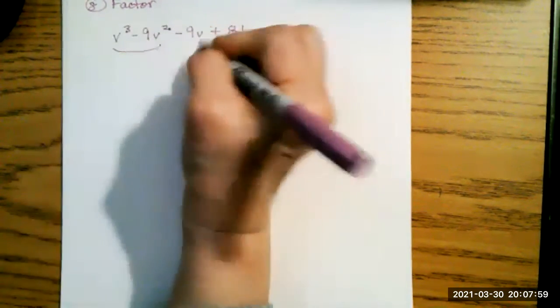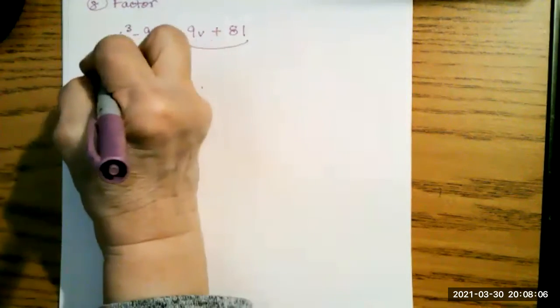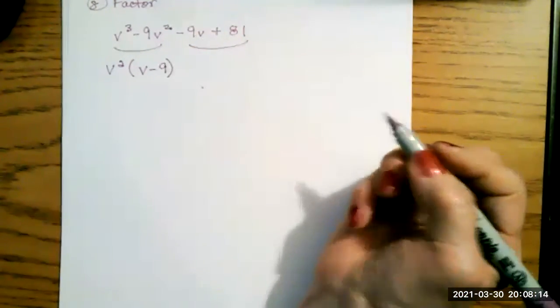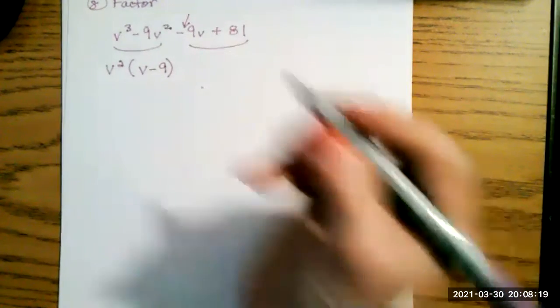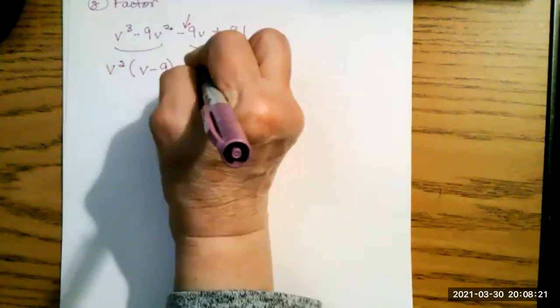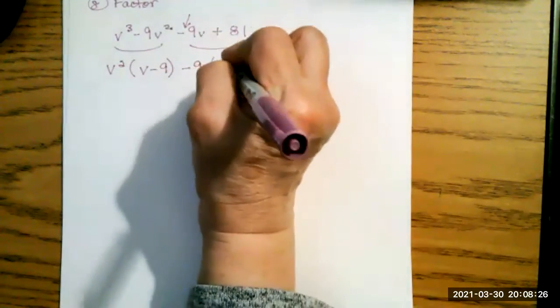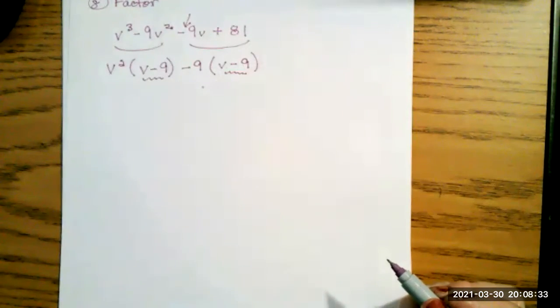These two go together, and these two go together. I didn't have anything I could take out of all of them first. So I can take a v squared, looks like, out of this one, which will leave me with v minus 9. The third term is negative, and every time that happens, you have to take out a negative something. They have a 9 in common, so I'm going to take out a negative 9. And look, it's always magic. It looks just like that. You end up with a v minus 9 in both those little places.